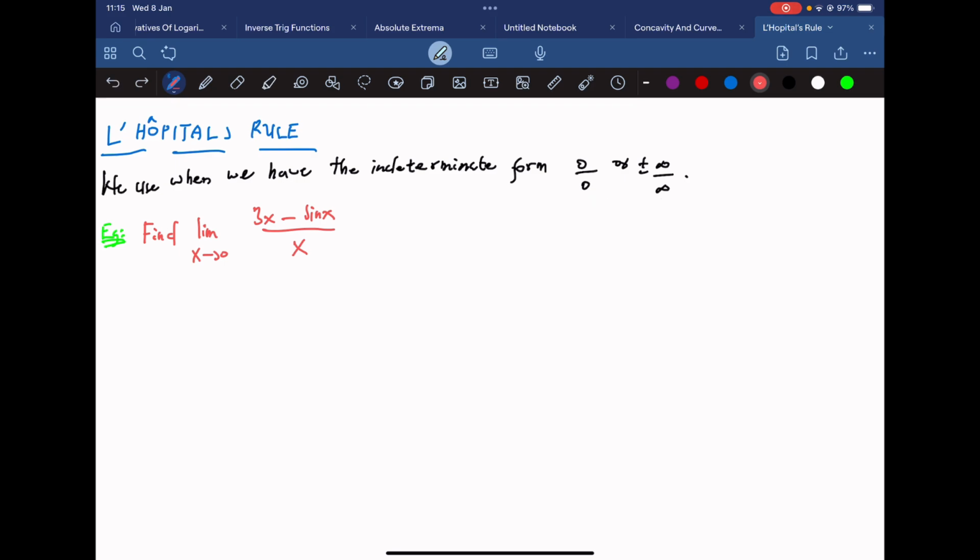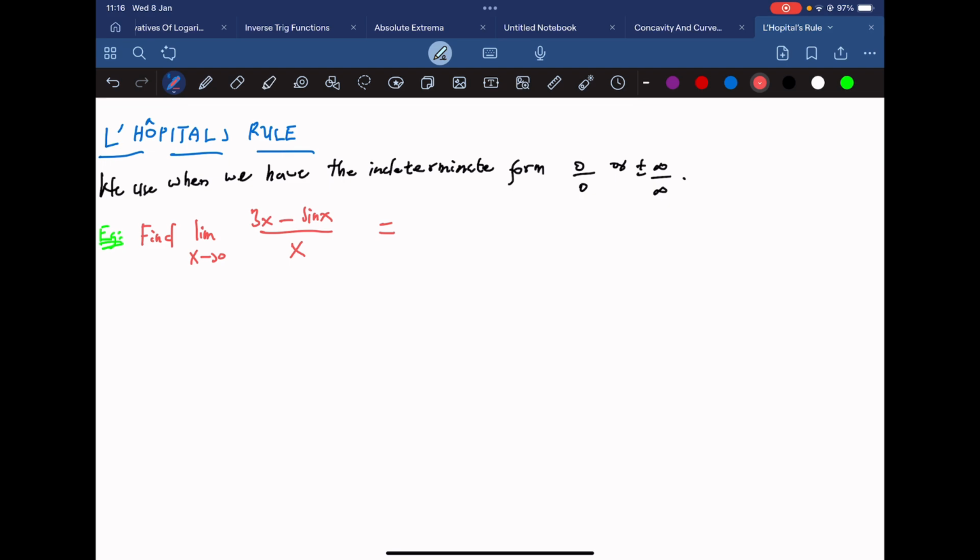Now, looking at this question, we have to find the limit as x approaches 0 of 3x minus sine x over x. To solve this question, the first thing to remember from limits is to first evaluate at the value x is approaching. So if we put in 0, what do we get? We have 3 times 0, which is just 0, and sine of 0 is 0. So this just gives 0 over 0. Since we have this indeterminate form, we can go ahead and use L'Hopital.